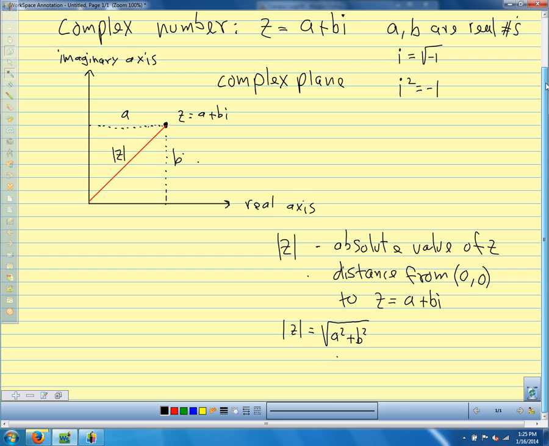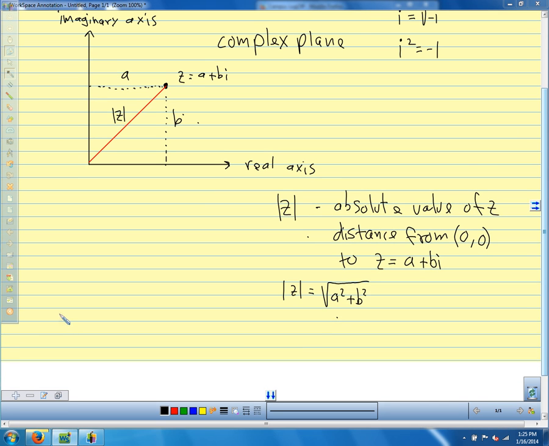So, any questions on what we mean when we're talking about the complex plane and absolute value of a complex number? We're talking about this length. The distance from the origin to our point is the absolute value. Let's do a quick, easy example. So let's say we had z equals 4 minus 3i. And we want to find the absolute value of z.